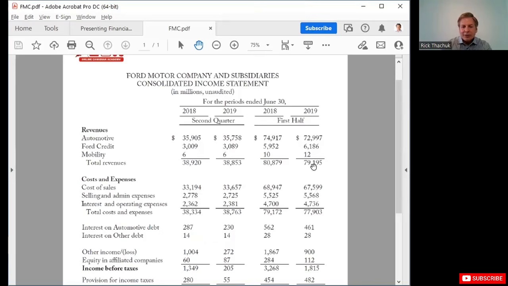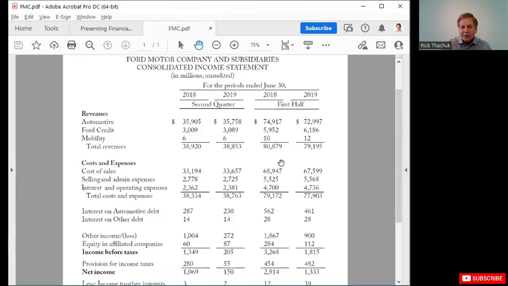Let's take a look at doing the same thing, but now values over the first half. So this is the first half or the first 6 months of 2019, and compare that to the prior period, the first 6 months of 2018. Let's take a look at automotive revenues. They went from this value to this value, so that's a decline. Is that substantial or not? Well, let's take a look at our list here.